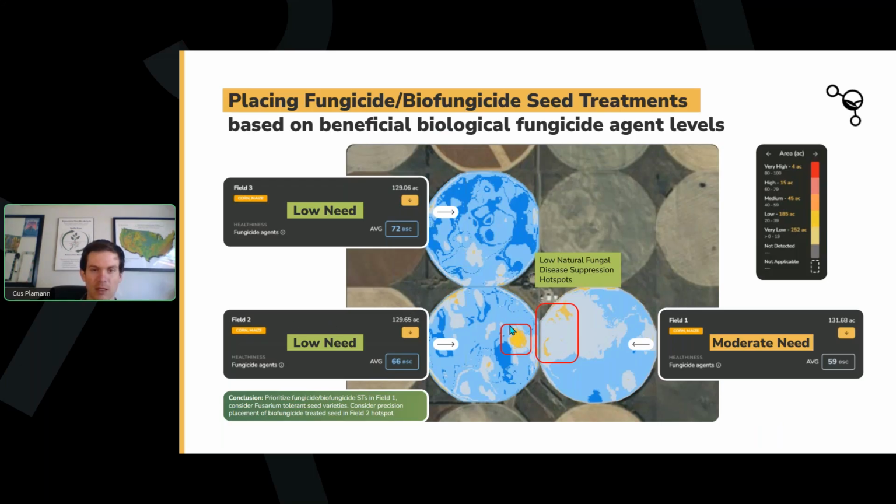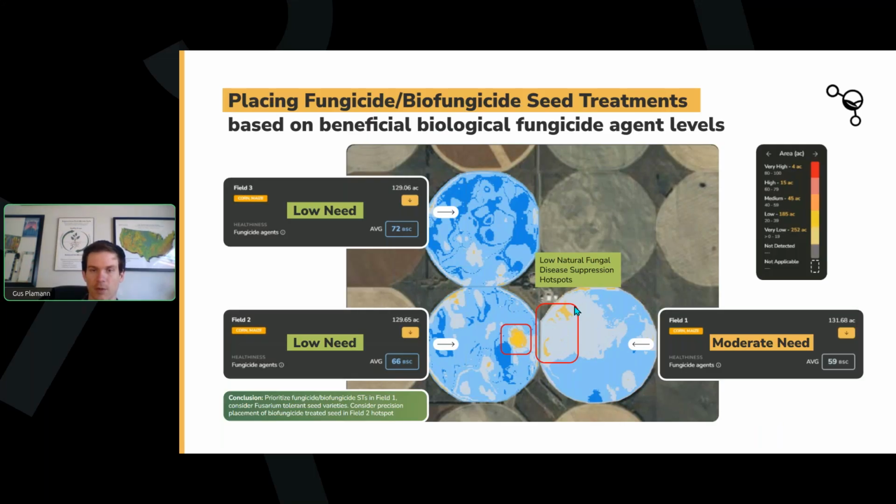Field 2 is low need, but it has a little bit of a hot spot here where maybe, in cases where there is a capability to do precision planting, or a planter that has the capability of a dual seed compartment to ultimately be able to switch up and plant a seed that is coated with biofungicide or fungicide, this is an area where maybe that would be helpful to pinpoint that area in the field that has lower levels of these beneficial fungicidal microbes.